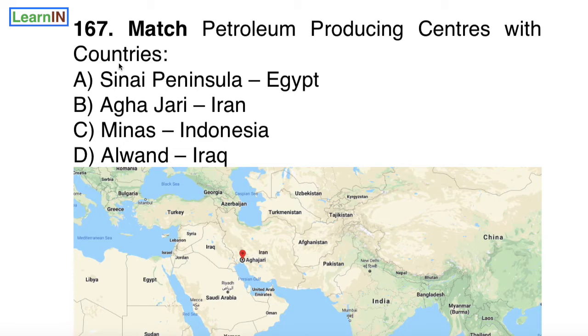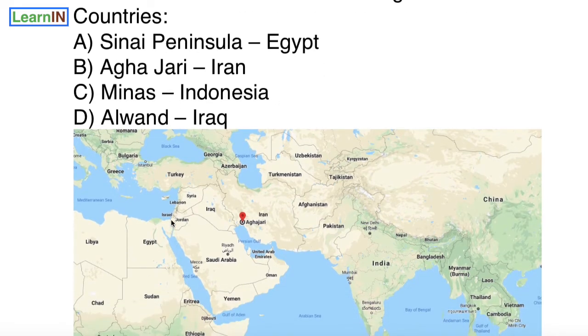Moving to the next, we have to match petroleum producing centers with countries. Sinai Peninsula is in Egypt. See here, this is Egypt, and this portion that looks like a triangular shape is a part of Egypt, that is Sinai Peninsula. It is the only part of Egypt in Asia, and the rest of Egypt comes under the African continent. So this region is for petroleum production.